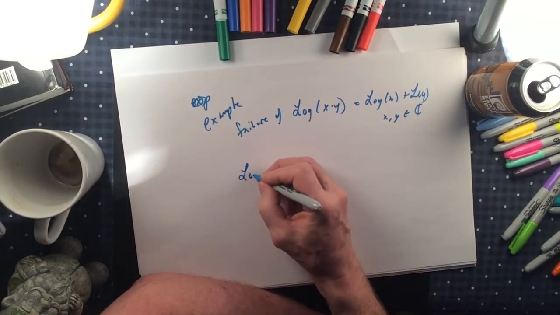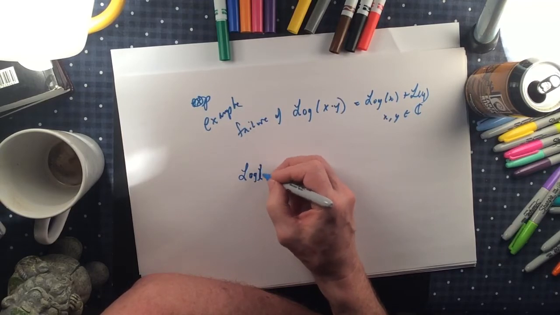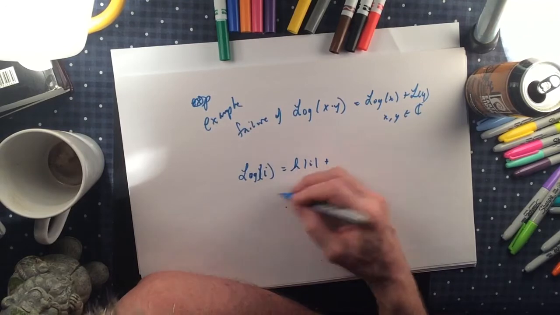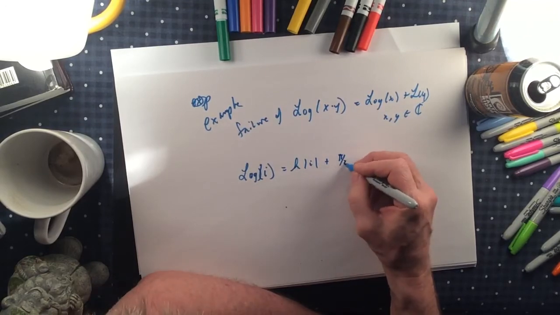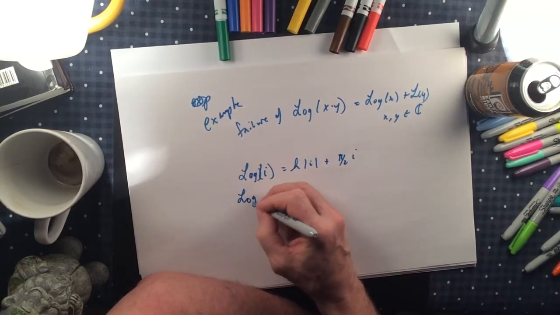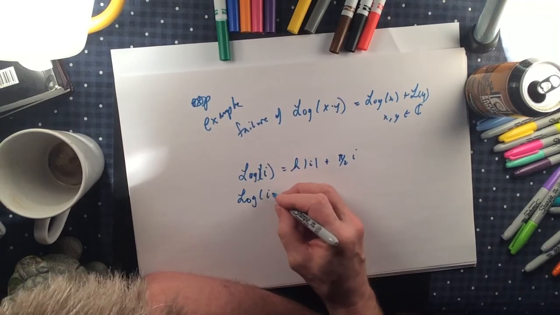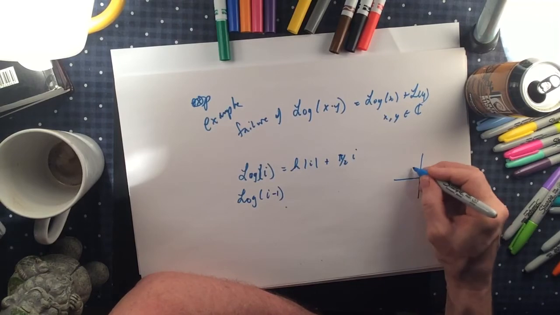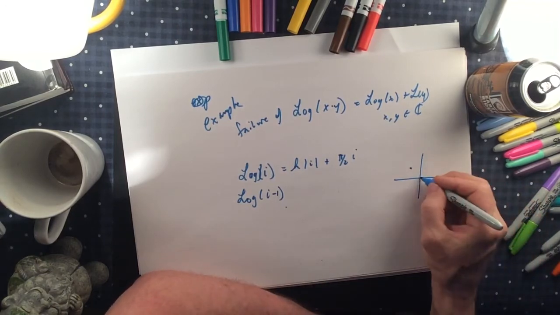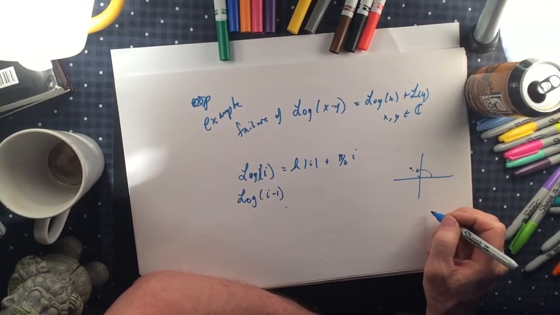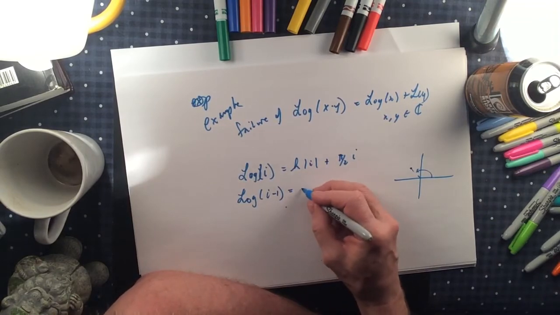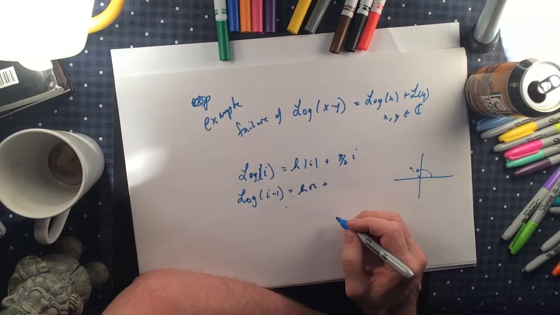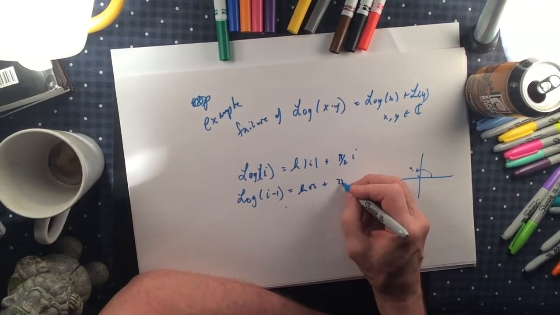Let's do the log of i, which will be ln of the length of i, plus the argument of i, which is pi over 2 times i. And let's do the log of, I think we'll do, i minus 1, that is, minus 1 plus i, and notice that's going to have a big angle. And so this will be log square root of 2 plus, and the angle will be, what, 3 pi fourths?